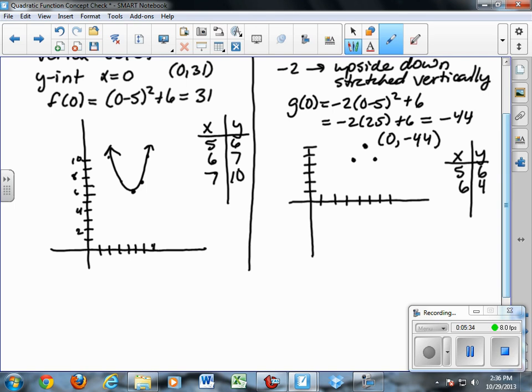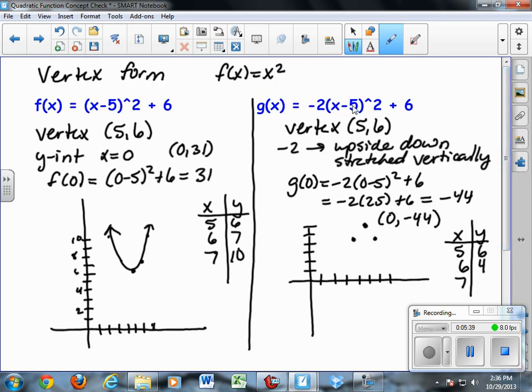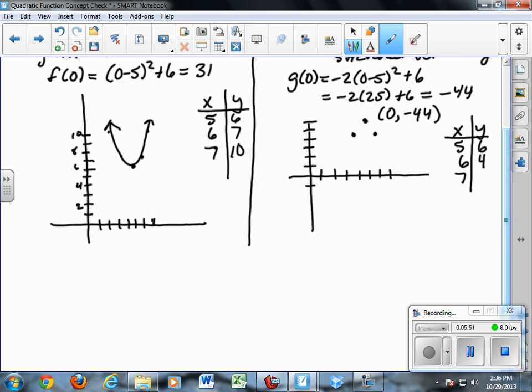Then if I go over 2, let's put a 7 in here. 7 minus 5 is 2. 2 squared is 4. So there's that pattern of 1 and 4 again. 4 times negative 2 is negative 8. Negative 8 plus 6 is negative 2. So I'm down to negative 2 now. So notice here, over 1, down 2. Over 2, down 8. Same pattern I noticed before. Let's see, I think I actually plotted this one a little bit too far over. There we go.